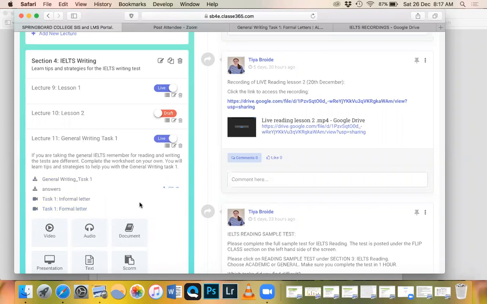Right, if you do want to stay, that's up to you, but you won't be able to use the skills that we do in this lesson for the general writing test. So it's better for you to go and do this by yourself.